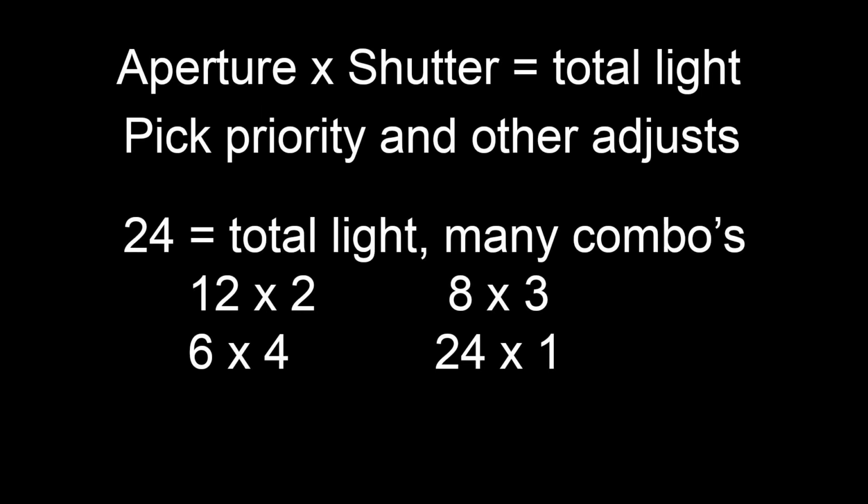Aperture times the shutter is the amount of light, such as I can have many combinations of apertures and shutters, like the number 24. I can have 24 divided by 1. I can have 24 divided by 2. So I can have 12 times 2. I can have 6 times 4. I can have 3 times 8, 12 times 2, 24 times 1. All of these combinations are the same thing that I can do with most cameras, fully controllable.